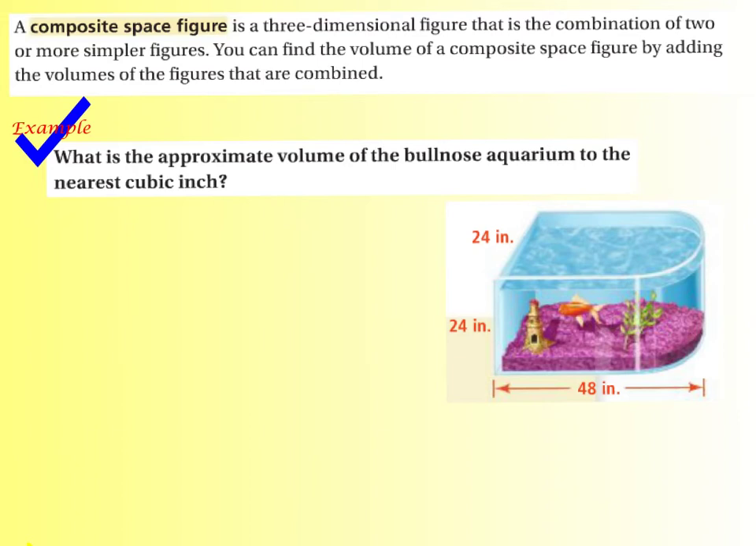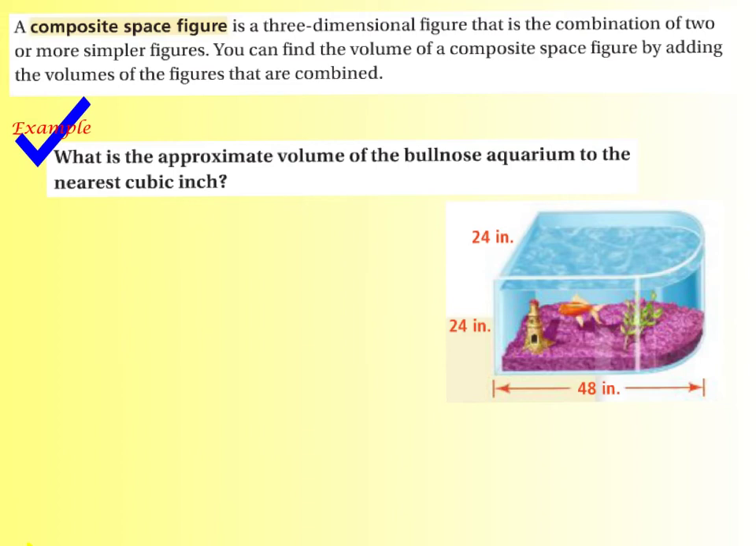So in our example here, we want to find the approximate volume of the bullnose aquarium to the nearest cubic inch. Don't let this cubic inch throw you. It's just letting us know that our answer will be inches cubed. Alright, so let's break this apart. We see that this aquarium is a combination of this rectangular prism here and half of a cylinder. So we're going to find the volume of each figure.